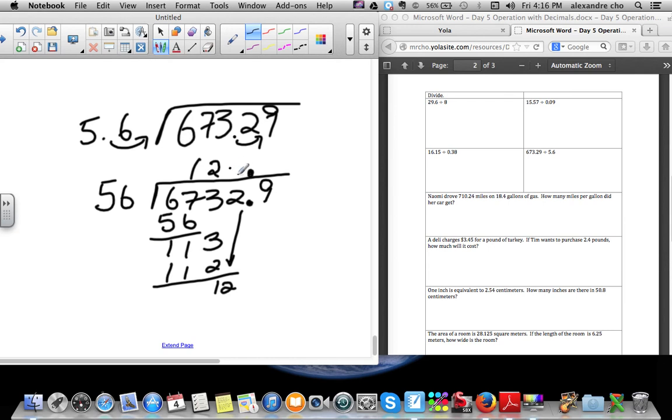56 goes into 12 0 times. And we're going to bring the 9, and 56 goes into 129 2 times, which is 112. And then we have 17 left over. Let's bring another 0 down, see if that helps our cause. And 56 goes into 170 one time.